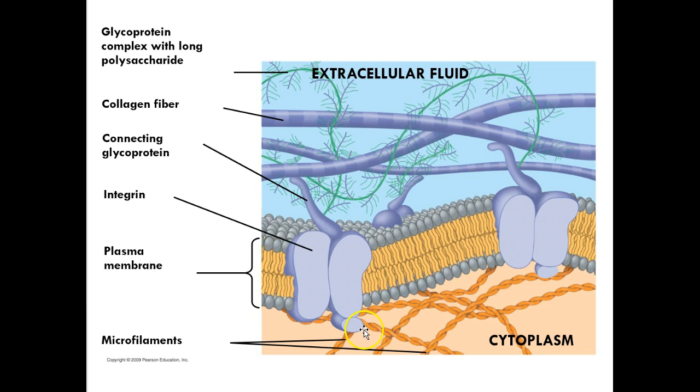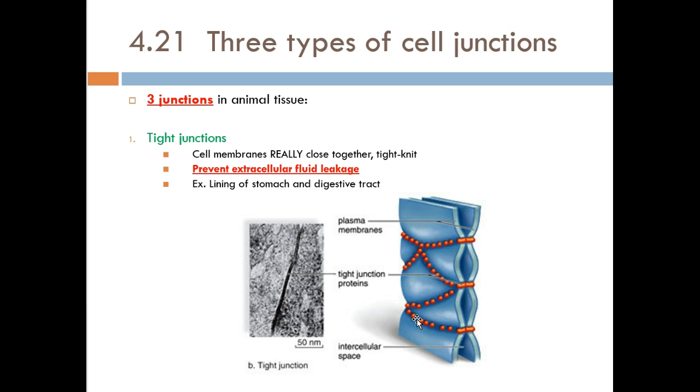And now you know what these microfilaments are. They're like the cytoskeleton of the cell. And in our next video, we'll talk about the 3 types of junctions.